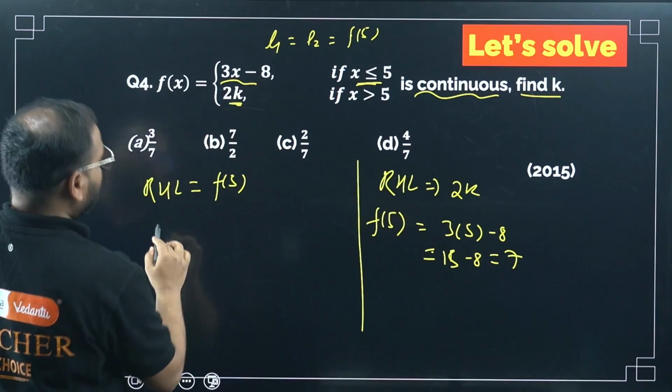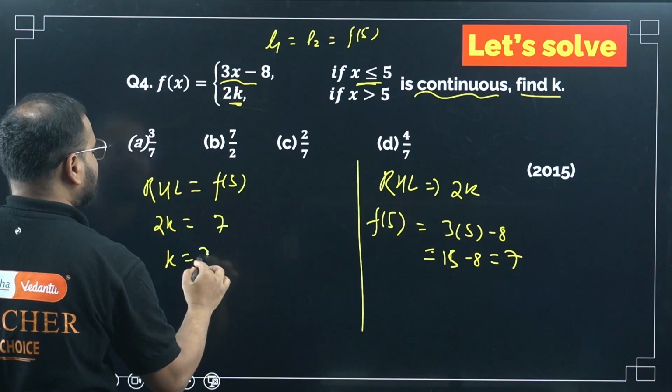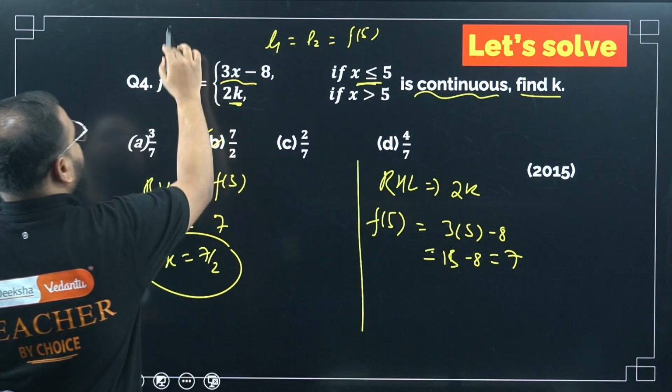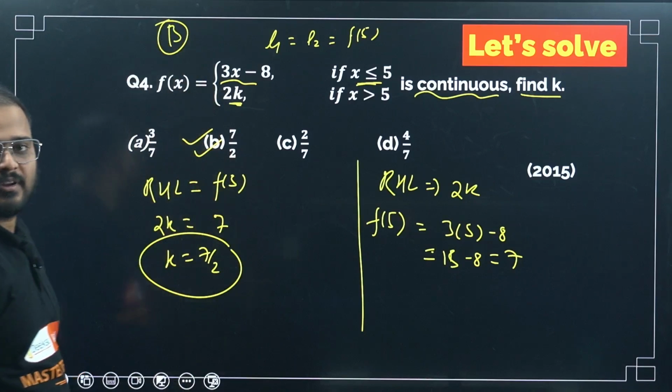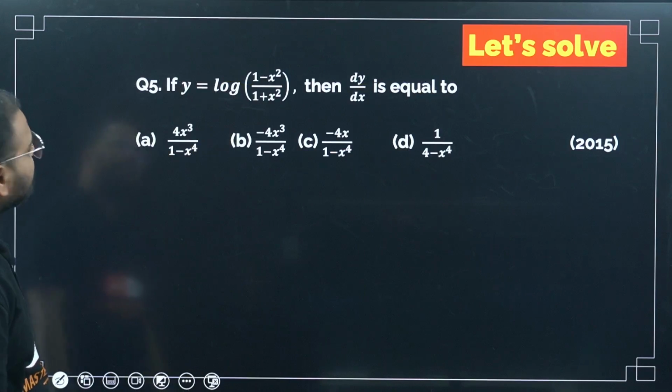So what is RHL? 2k is equal to 7. K is equal to 7 by 2. Correct answer is B. Simple enough? Correct answer is B. Okay, let's move on. Simple question, very simple question.